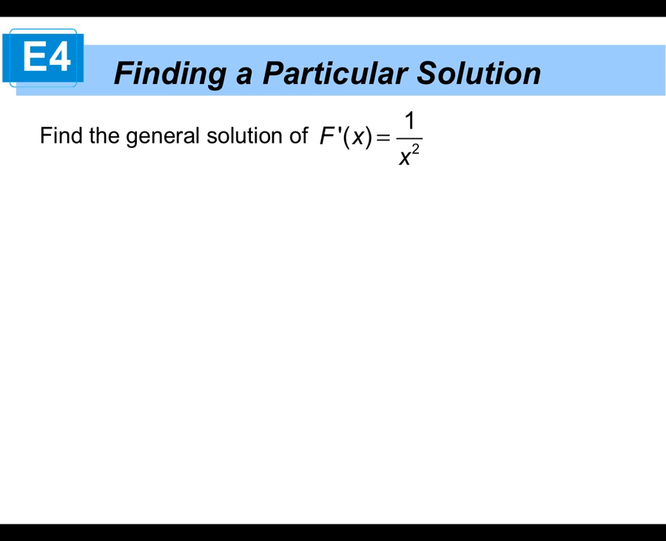So, let's start with this. I purposely mixed things up for you a little bit. I have capital F prime of x. And I want to find the general solution, which means I'm going to take an antiderivative. When I take the antiderivative of capital F prime of x, what do I end up with?